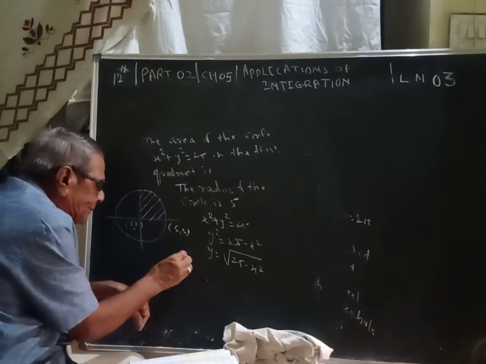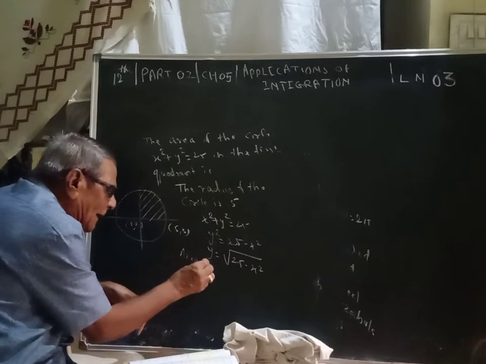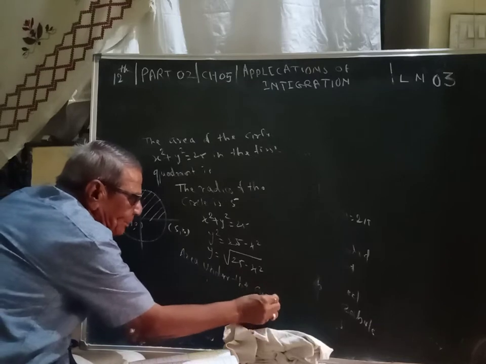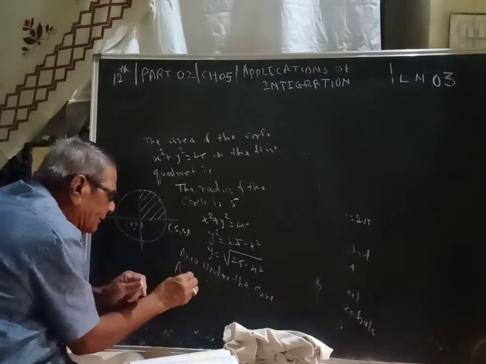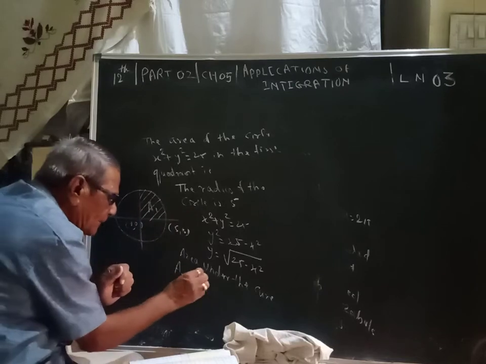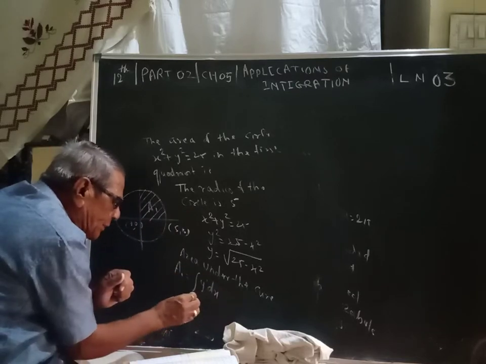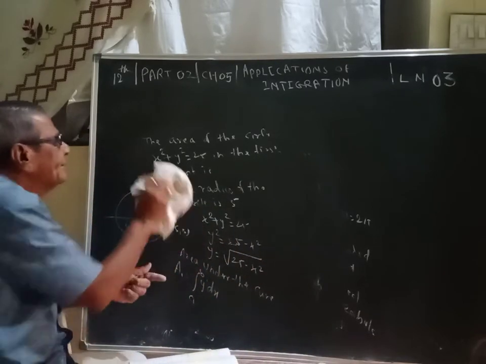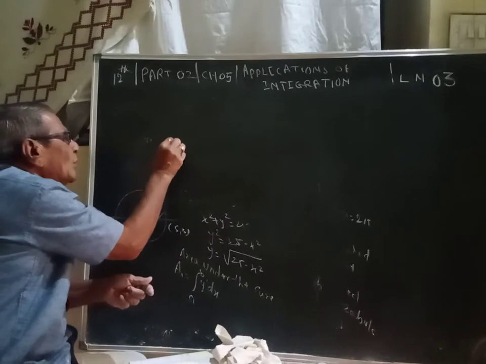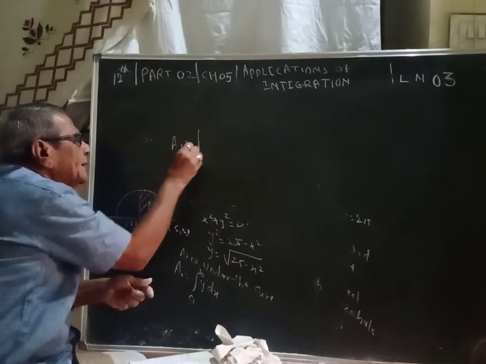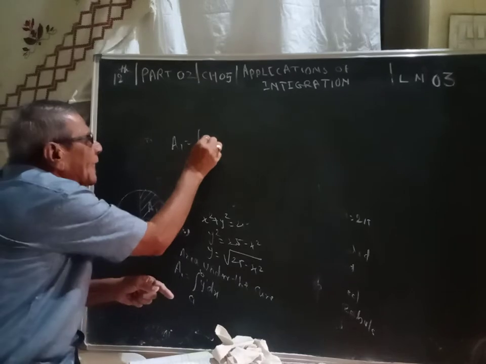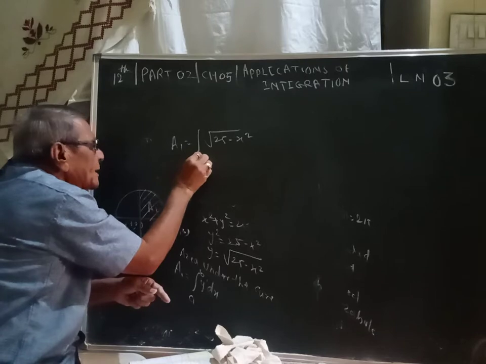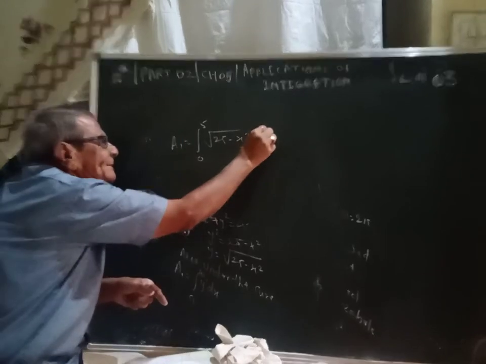So, area under the curve A1. Integration of y dx between the limits a to b. So in this particular case, A1 is equal to integration of y dx, under root of 25 minus x square, between the limits 0 to 5, dx.